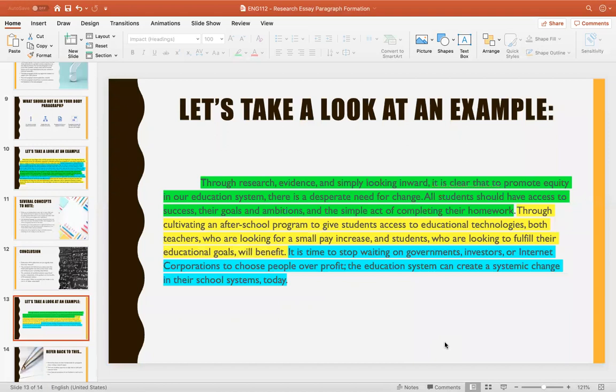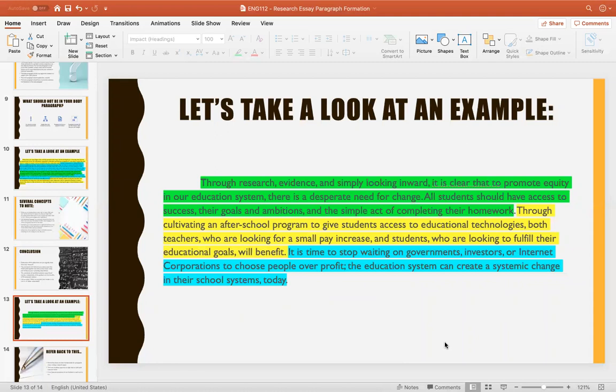Let's take a look at an example. Through research, evidence, and simply looking inward, it is clear that to promote equity in our education system, there is a desperate need for change. All students should have access to success, their goals and ambitions, and the simple act of completing their homework.